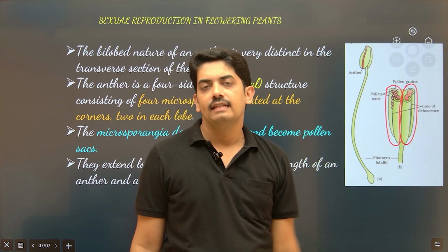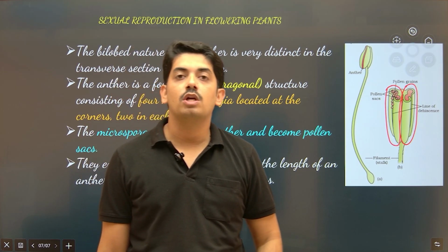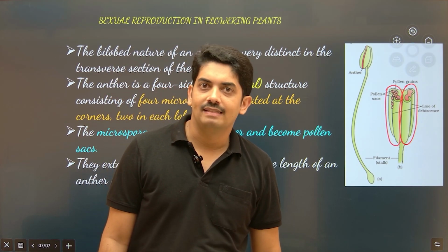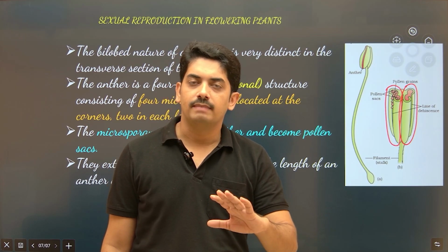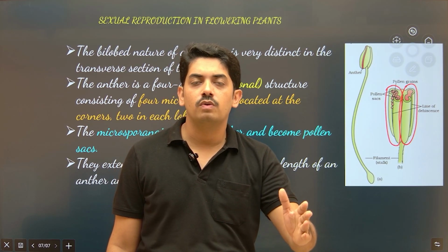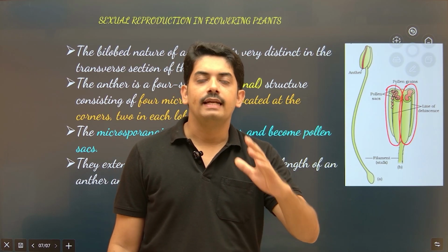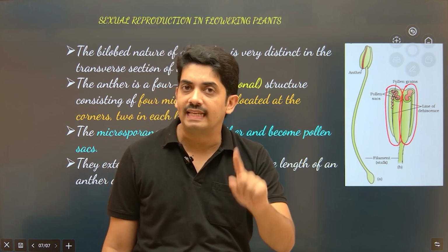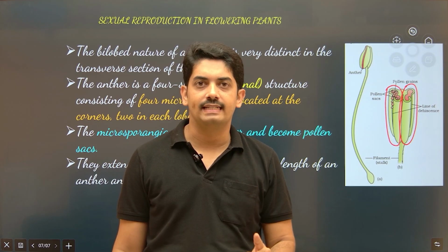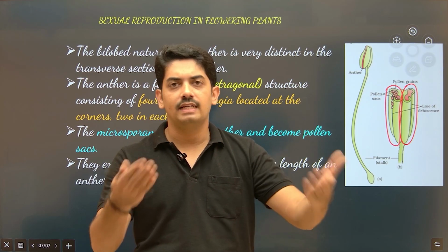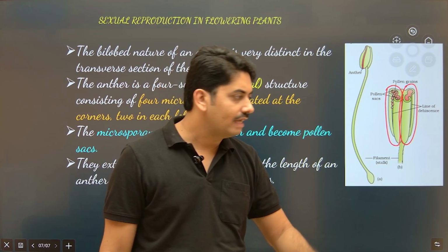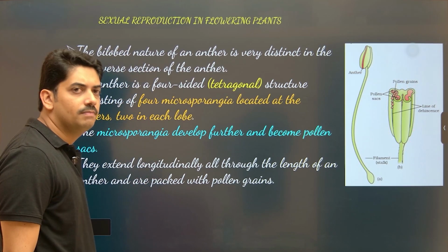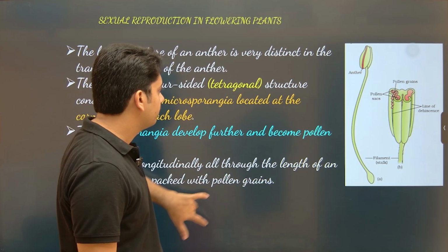And inside that there are specialized cells. They are called sporogenous tissue. And they develop into microspore mother cells. And these microspore mother cells are also known as pollen mother cells. And these pollen mother cells undergo meiosis, very important. Meiotically, they produce the pollen tetrads, and pollen tetrad further develops into pollen grains. So I will explain that in detail. Hope this is clear. These microsporangia bear the pollen grains.